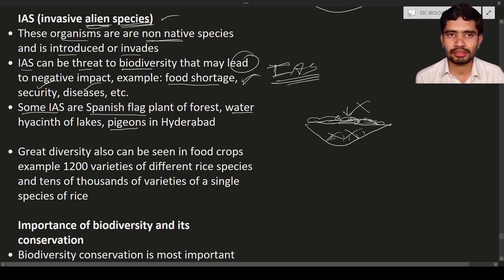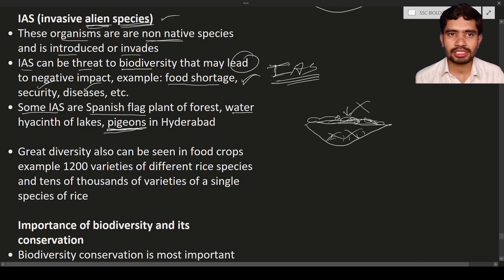Next, the pigeons in Hyderabad. Previously the pigeons were not present in Hyderabad, but these pigeons came from somewhere. Okay, they are known as aliens. So these pigeons came to Hyderabad, and they caused some problems to the crows. Nowadays you don't find many crows in Hyderabad. Why? Because of the pigeons, these crows went somewhere. These pigeons will consume almost all the food material. As a result, the crows will not get enough food material, and the crows left Hyderabad. Only a very small number of crows are present in Hyderabad due to the invasion of the pigeons.